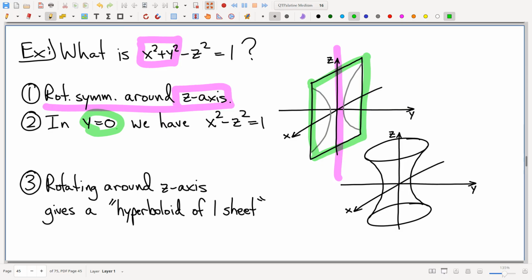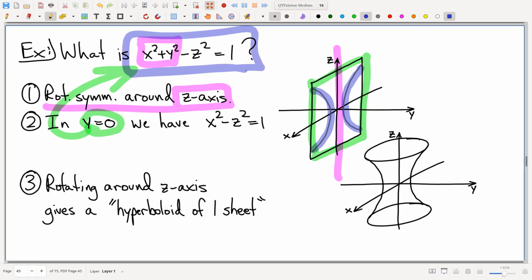So there we go. Let's pick y equals 0. How am I going to understand what this cross section looks like? Well, that cross section, again, is what happens when I look at y equals 0. And that makes this equation turn into this equation.